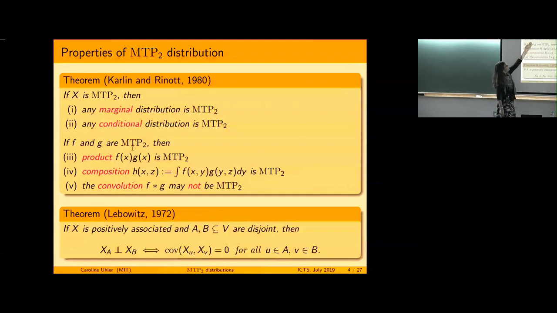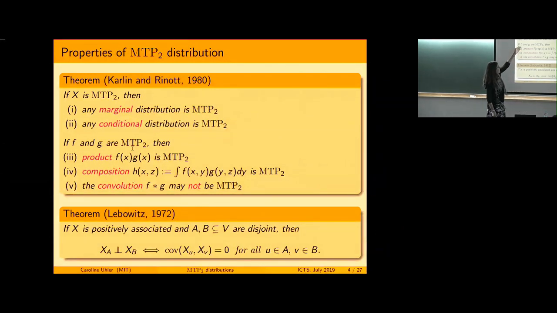So for example, it is closed under marginalization. Okay, so if I have an MTP2 distribution, I take a marginal, it's still MTP2, like a Gaussian, right? If I take a conditional, still MTP2, whatever you want to condition on, it will always remain MTP2. Another property of Gaussians is that if I have a 0 in the covariance matrix, it already implies independence, right? Super strong property. Again, you have it for MTP2 distributions.